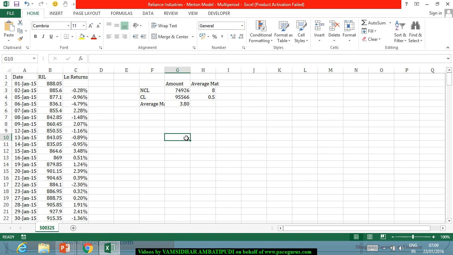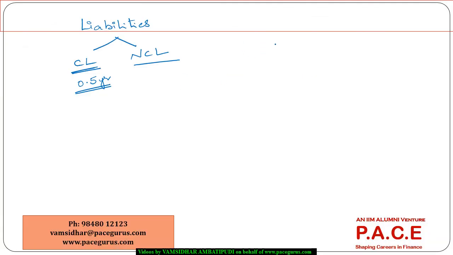Now this is the first step. As a part of my first step, I try to break up the total liabilities into current and non-current, try to find out the average maturity for each of them, and use this amount and average maturity for current and non-current liabilities, and based on that arrive at the average maturity of the entire set of liabilities. That is my step 1.